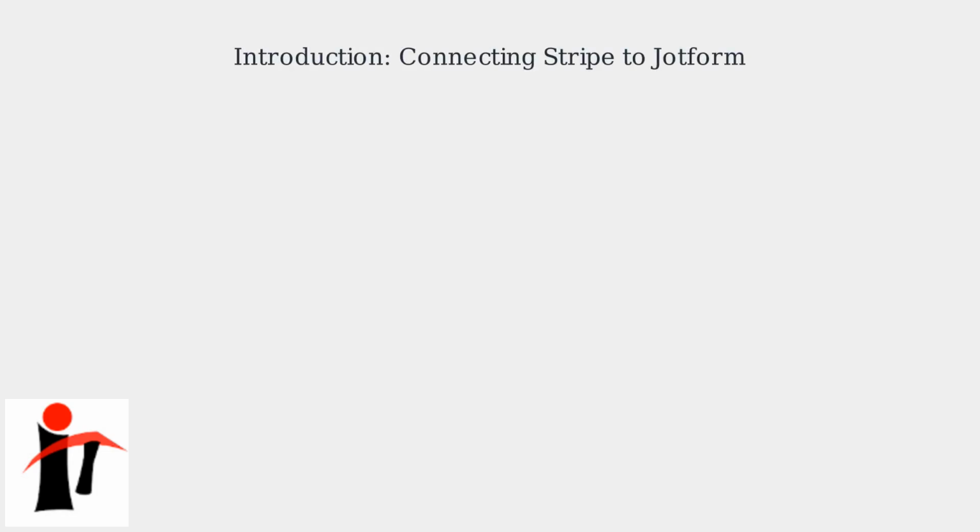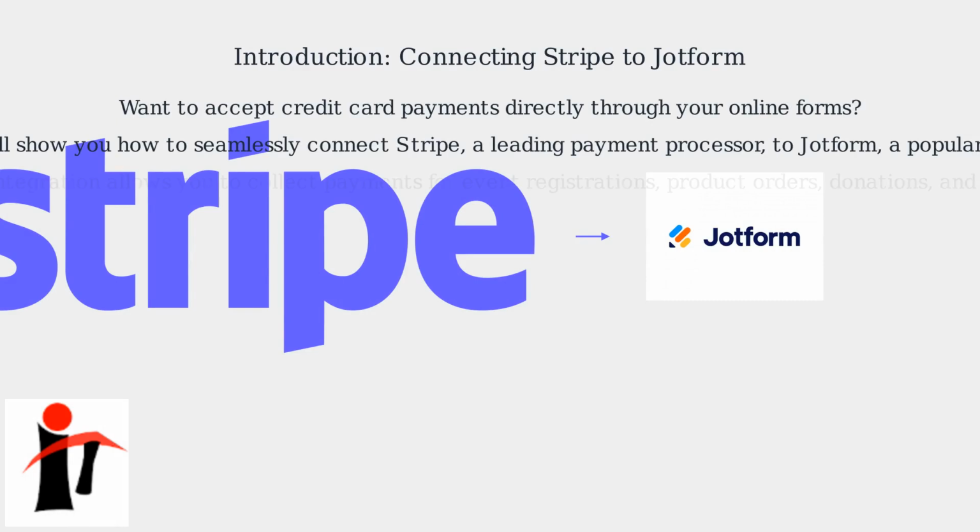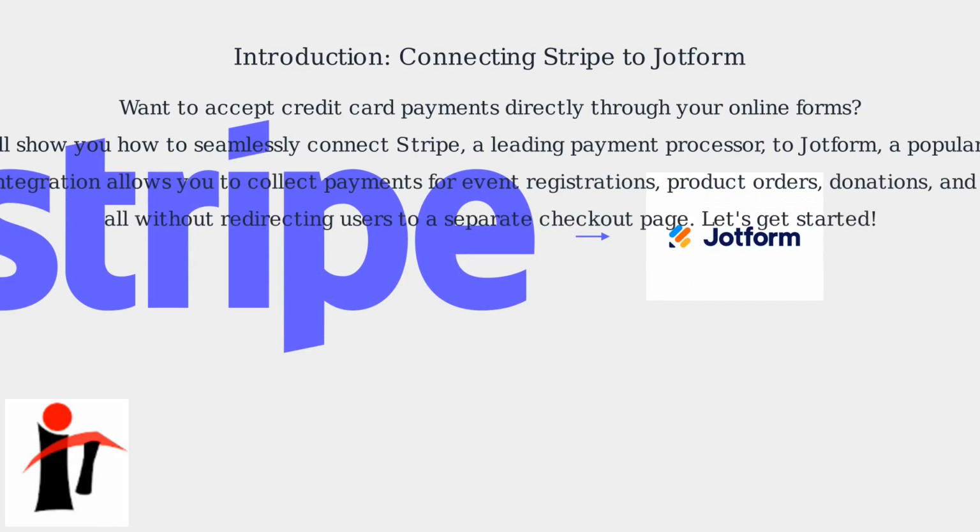Want to accept credit card payments directly through your online forms? This video will show you how to seamlessly connect Stripe, a leading payment processor, to Jotform, a popular form builder. This integration allows you to collect payments for event registrations, product orders, donations, and more, all without redirecting users to a separate checkout page. Let's get started.